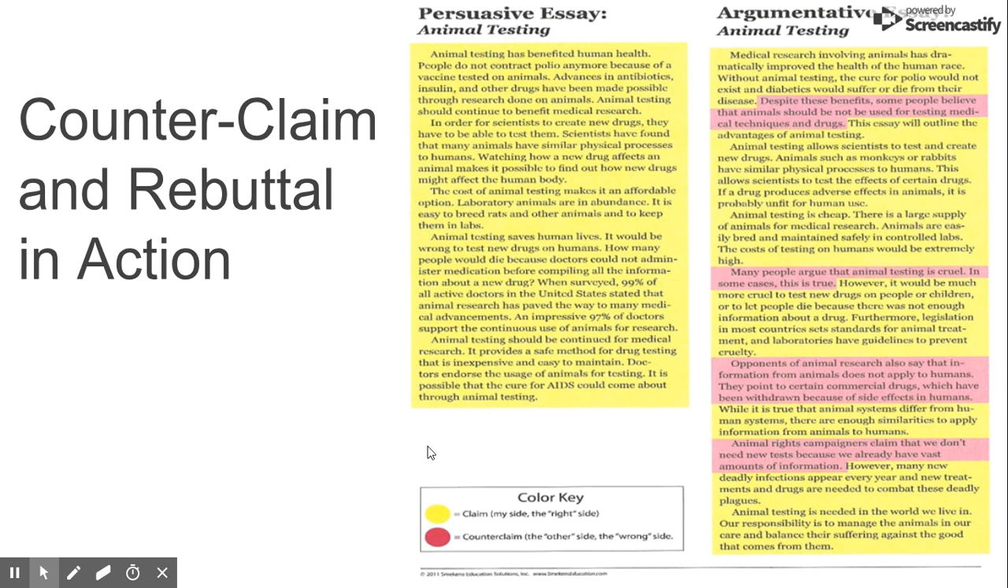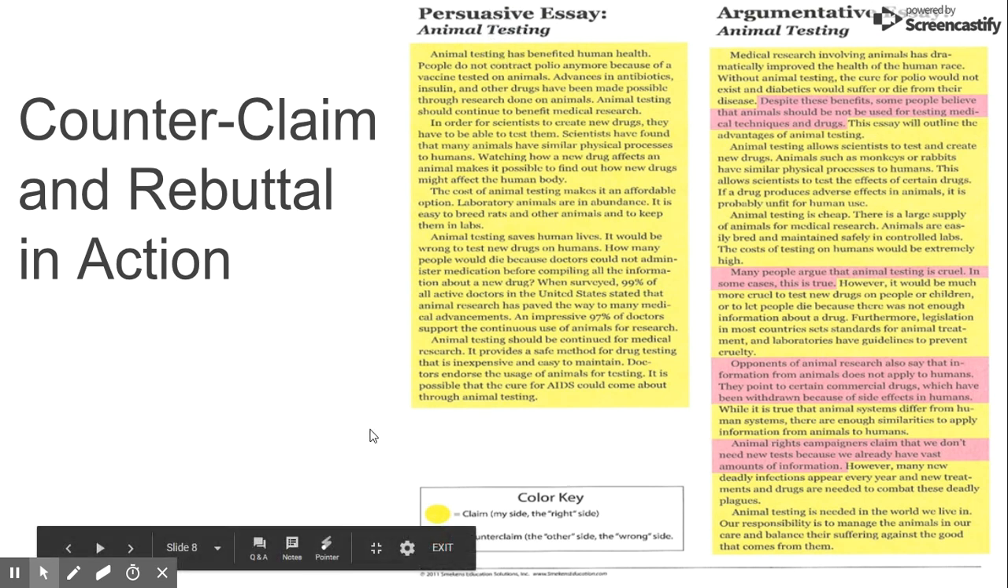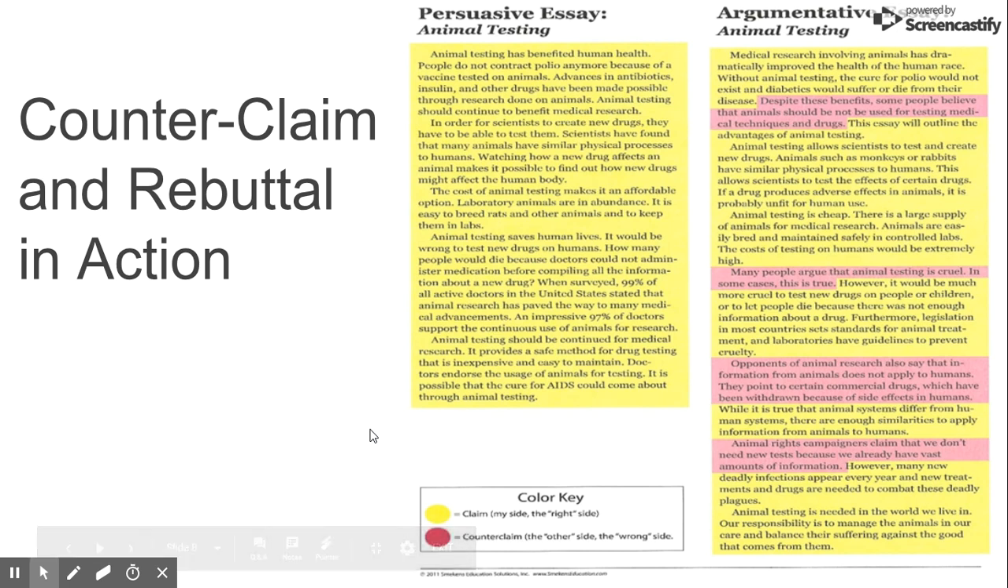On the left, we have an example of a persuasive essay on animal testing. Something that says, like, animal testing has benefited human health. People do not contract polio anymore because of the vaccine tested on animals. And as you can see from this essay and the color key down at the bottom, this essay is all claim, no counterclaim. On the right, we have an argumentative essay on the same topic, animal testing. All of the sentences in pink are the counterclaims.